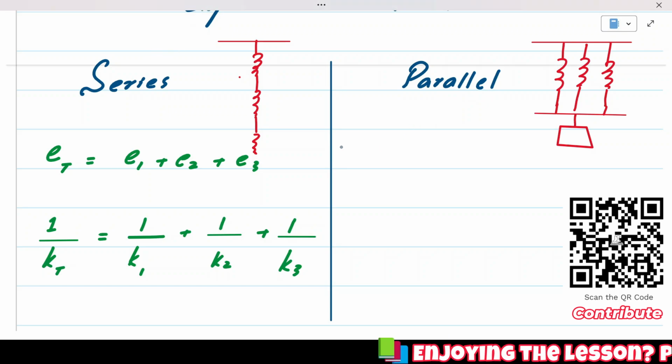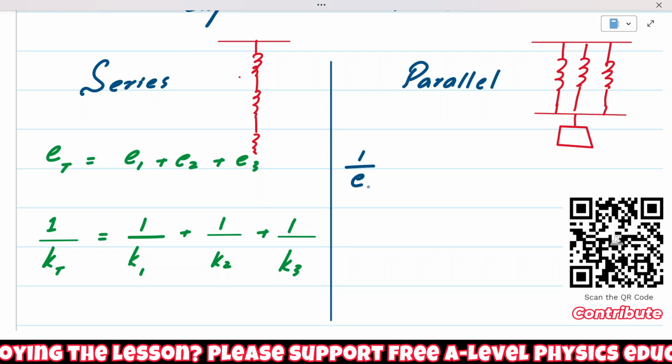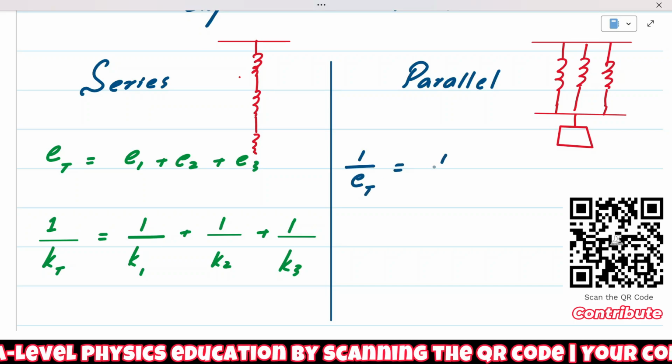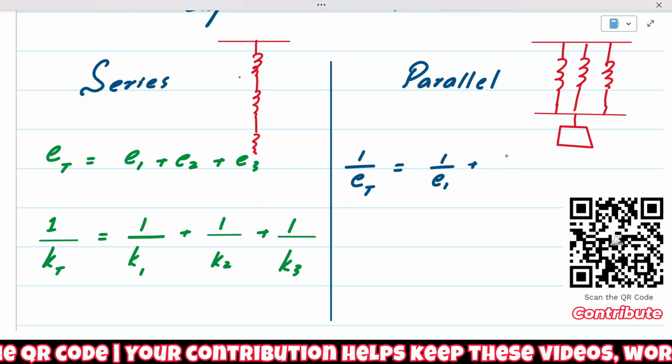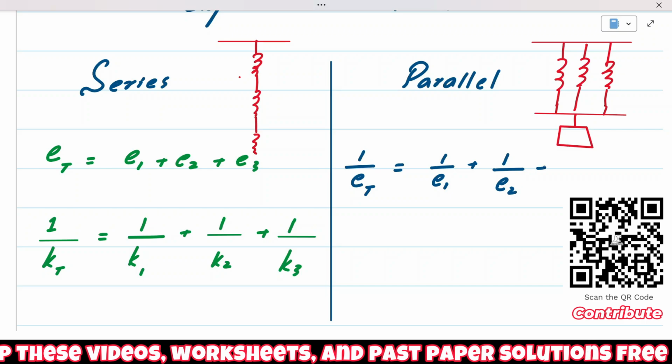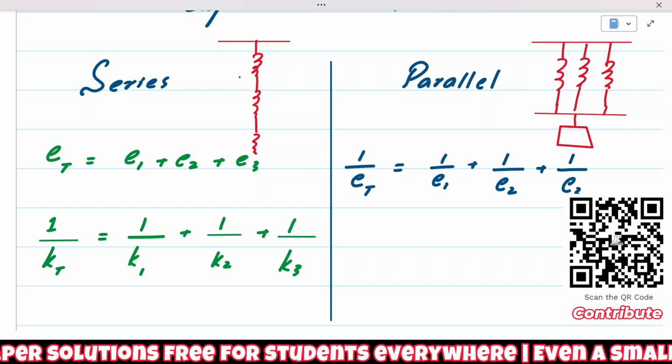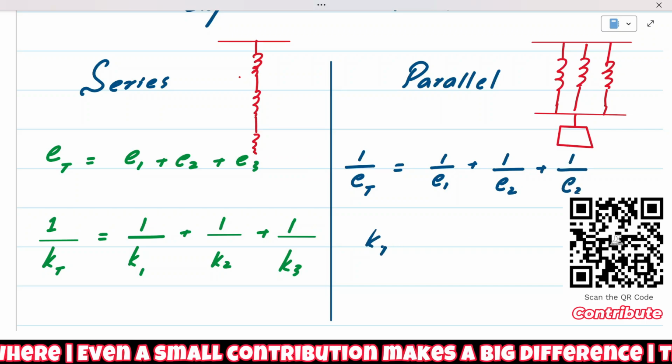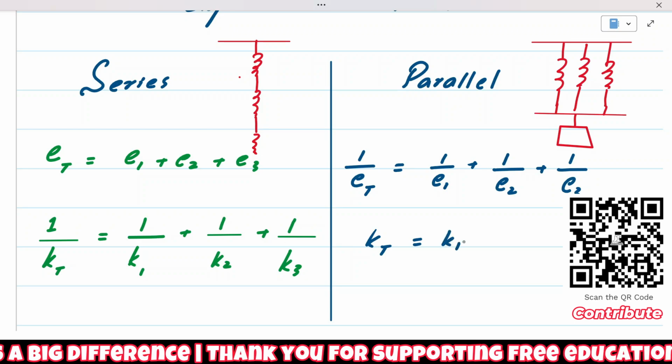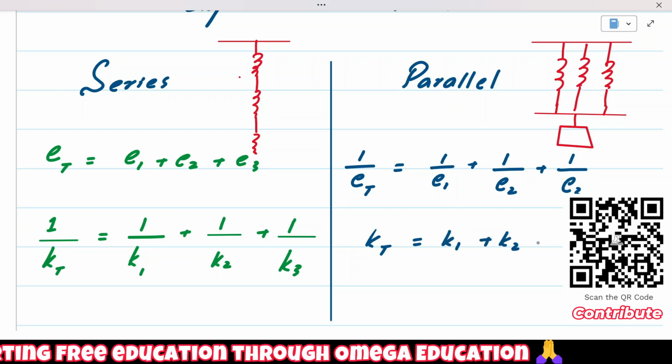The total extension in parallel is found by using the reciprocal method. So the formulas are swapped. If you could notice, the formulas are swapped. And the total spring constant equals k1 plus k2 plus k3.